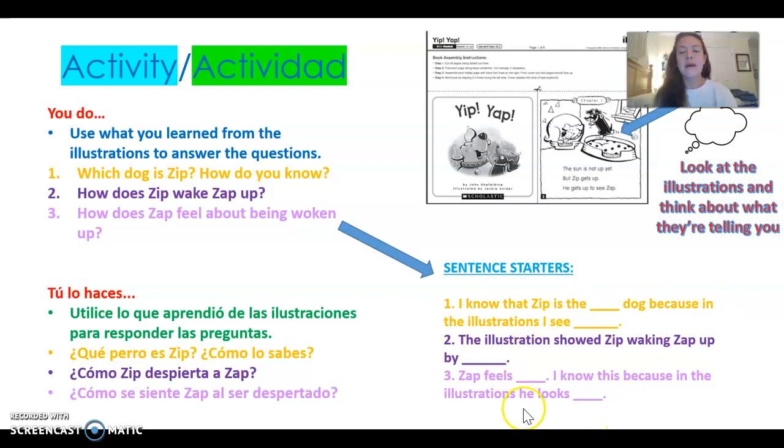You don't have to use these, but I just felt like that would help you a little bit more to be able to organize that information and answer that. So all we're doing today is just using text evidence, or we're just going to use evidence to explain what we're seeing in the book and to answer these questions. So we're using our illustrations to explain what clues they're showing us about the story.